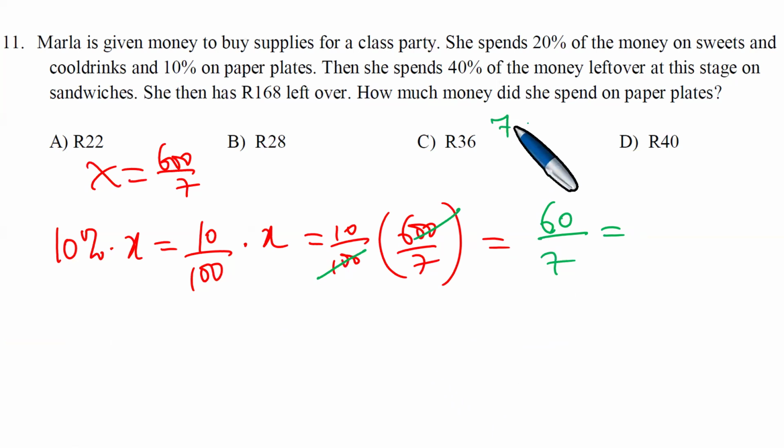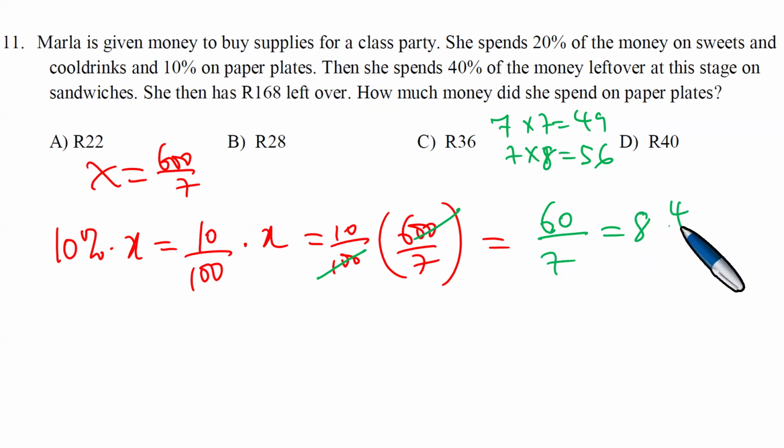You can try the factors of 7. 7 by 7 is 49. 7 by 8 is 56, and that is the maximum. So 7 goes 8 times into 60, leaving 4 out of 7.